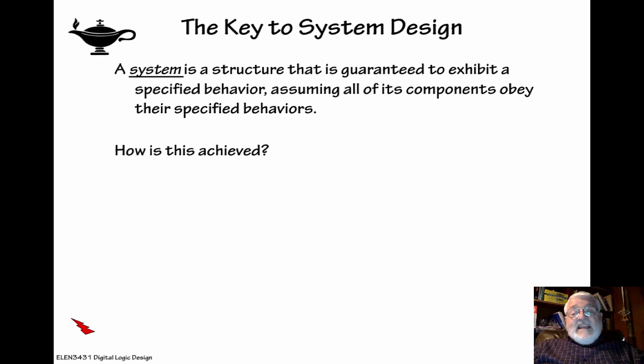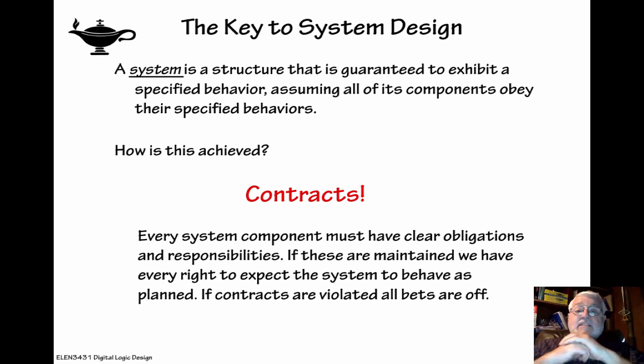So the key to system design. A system is a structure that is guaranteed to exhibit a specified behavior, assuming all of its components obey their specified behaviors. So what that means is that if each component works correctly, if invert inverts correctly and copy copies correctly, then when we combine invert and copy together in a system, that system will behave correctly. How is this achieved? Well, contracts.